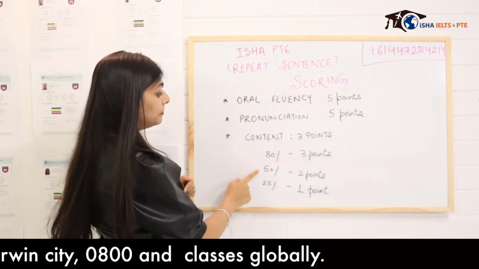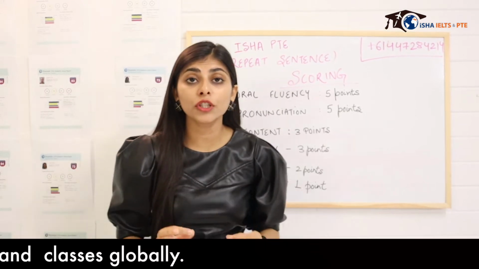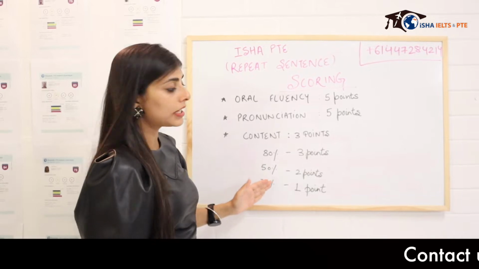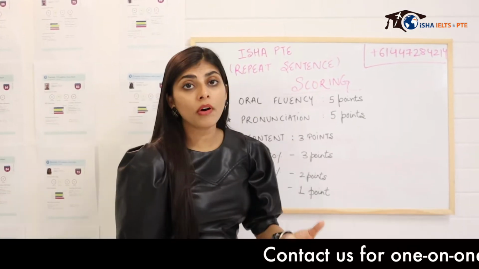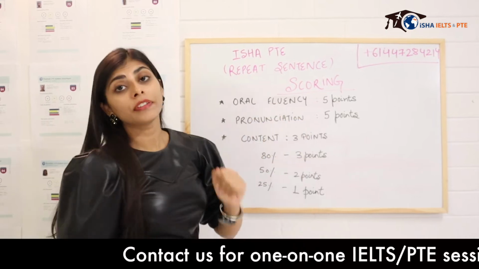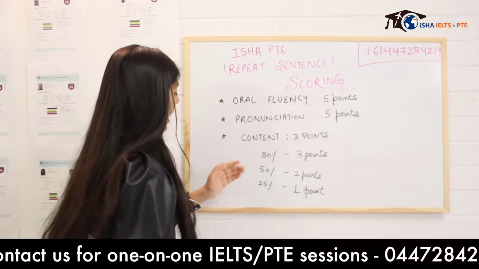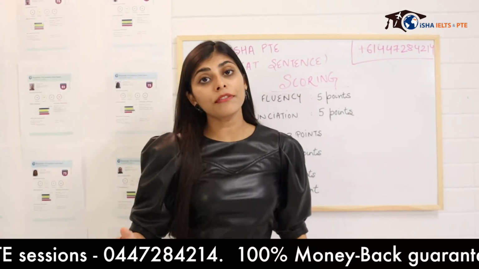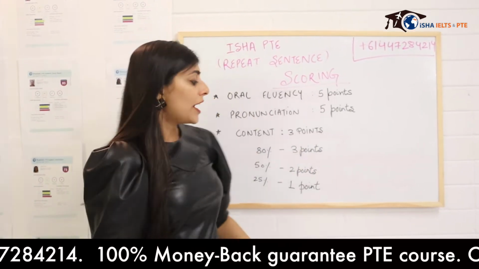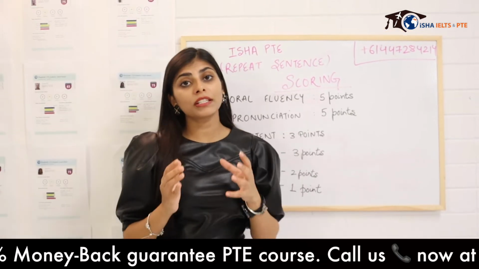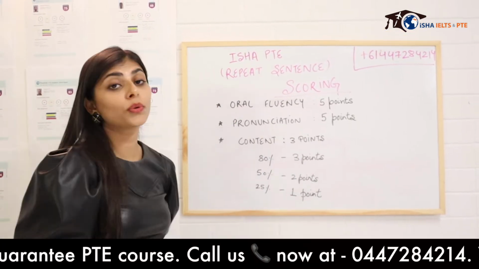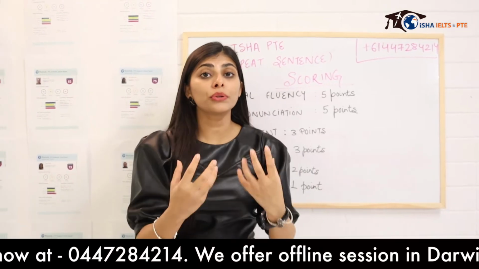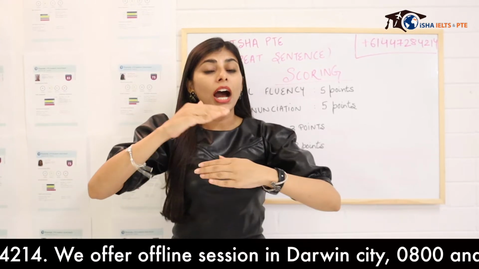And now talking about the second thing, even if you speak half of the sentence correct, that is 50% of your sentence correct, you will be able to get 2 points out of 3, which is again not bad. And if you speak 50%, meaning if you speak 5 words correct out of 10 words that were given to you. And if 25% of the sentence is correct, you will still be able to get 1 point.